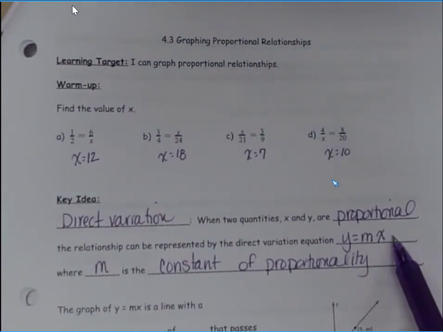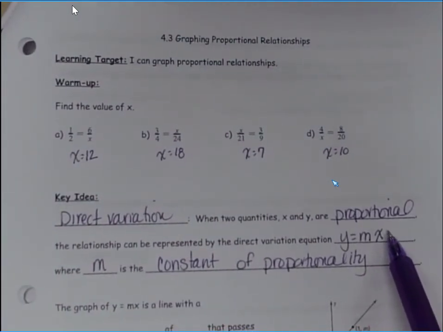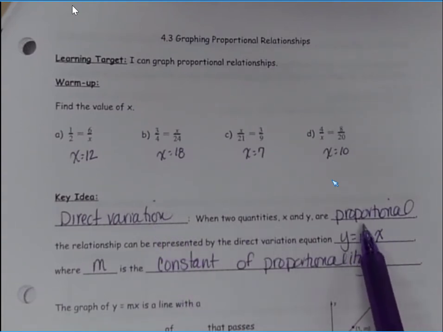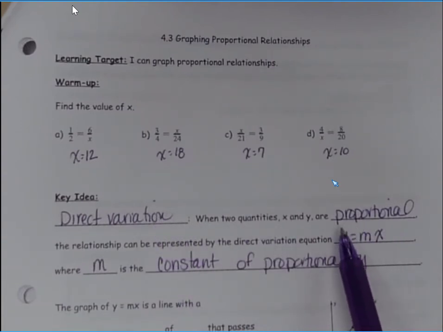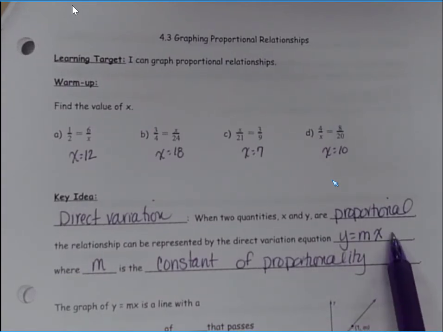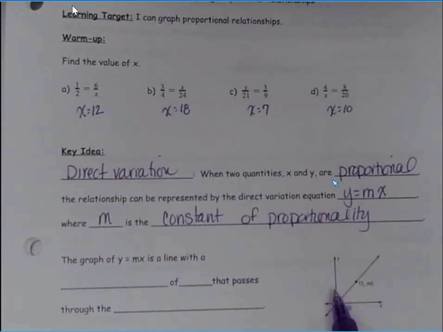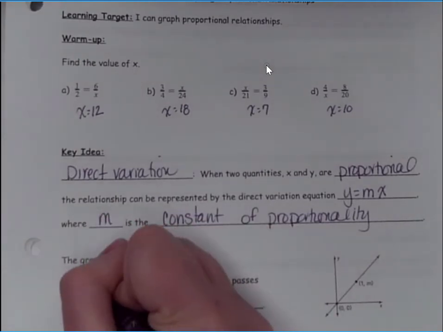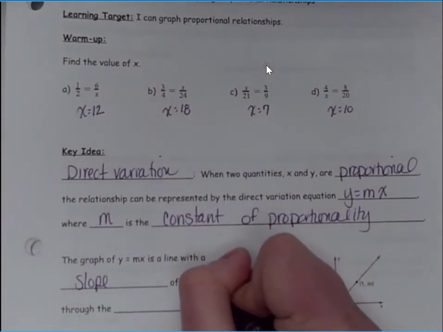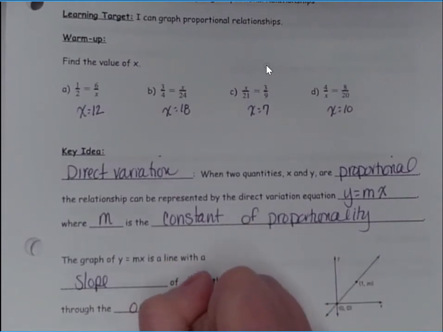Okay. Now, if you notice, I don't have a plus or minus here. So when dealing with direct variation, we just have an equation in this form. And I'll come back to that a few times today. What that means is that a line goes through the origin. Okay, so if we notice, it goes right here through the origin. So the graph of y equals mx is a line with a slope of m that passes through the origin.